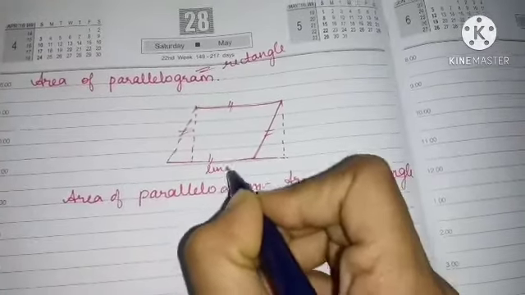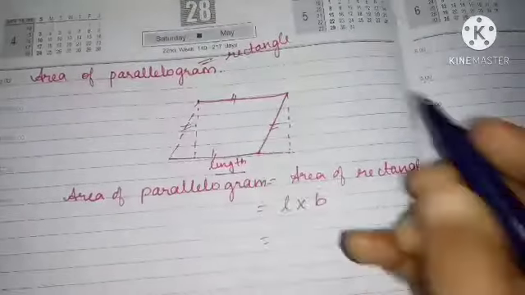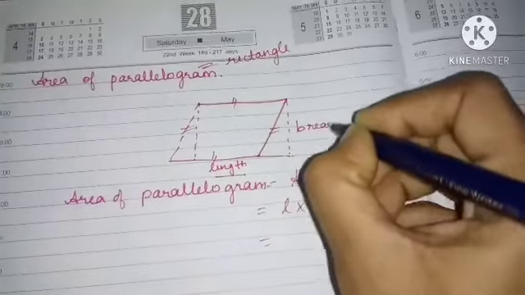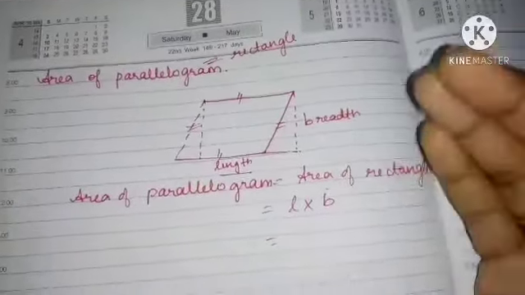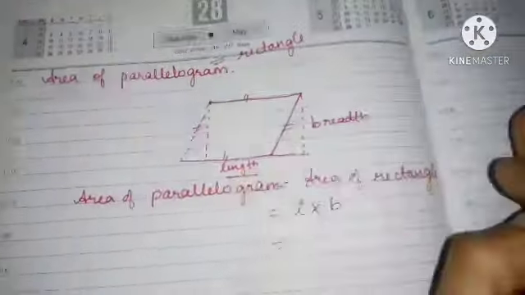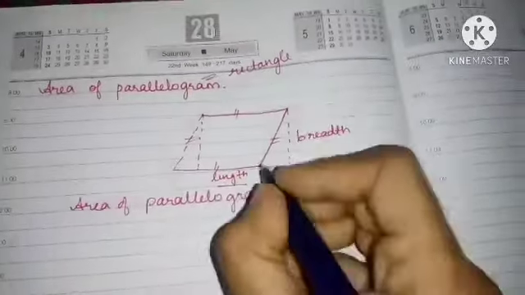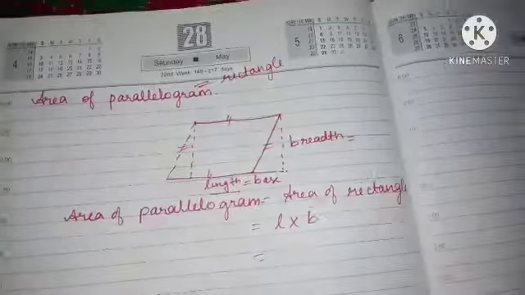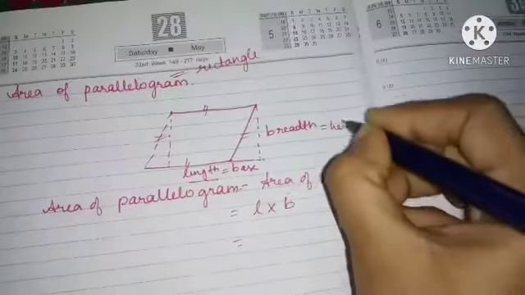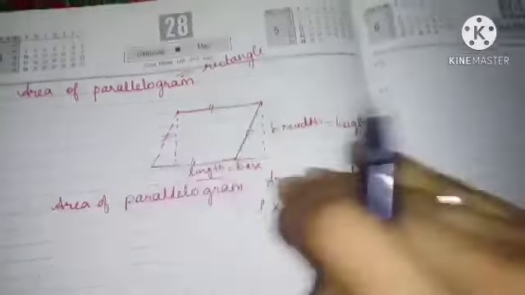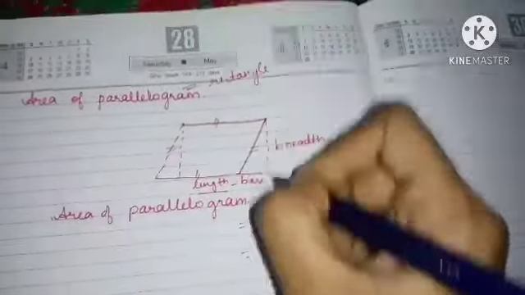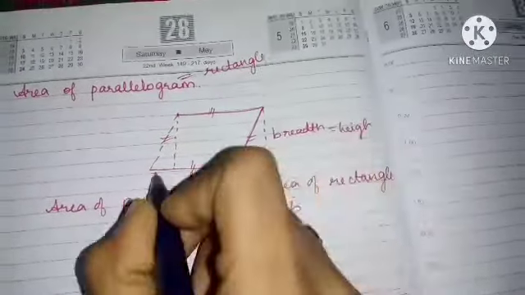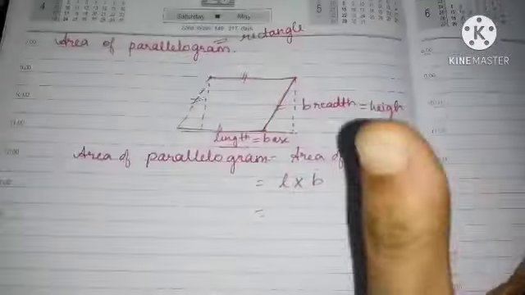In a rectangle you usually pronounce this as length and this as breadth, correct? But when it comes to a parallelogram, you will not pronounce it like that. Instead of length, you will say base. Instead of breadth, you will say height. Base means the bottom, and height means this one. So this is height, this is base. The naming alone will be different.